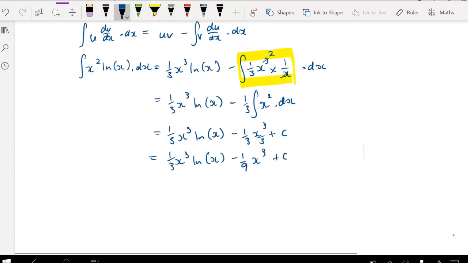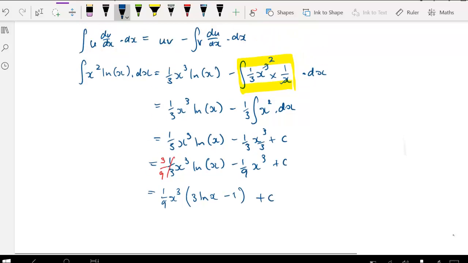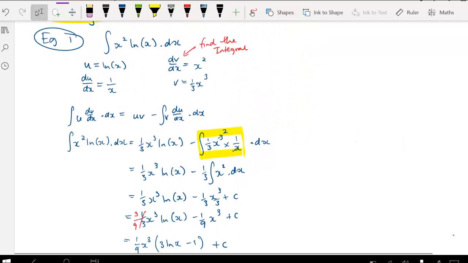plus c. Now if we want to simplify at the end, and you'll need to get used to simplifying as much as you can, I can take out a common factor here. So I can think of this 1/3 as 3/9. I can also take out a common factor of x cubed. So we've got 1/9 x cubed, and then inside we have 3 ln x, subtract 1, plus c. And there's our integral. That's the process of integration by parts.